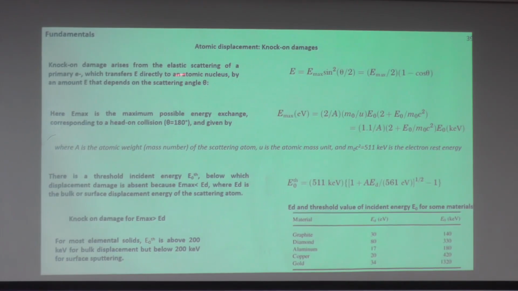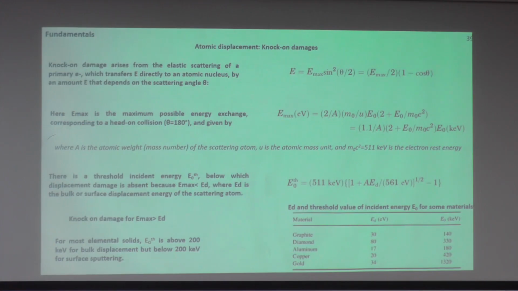The amount of energy transferred to the matter can be described by this equation, and the maximum energy which can be transferred is described by this equation. Here in this equation, A is the atomic mass, U is the atomic mass unit, and this is the electron rest energy.